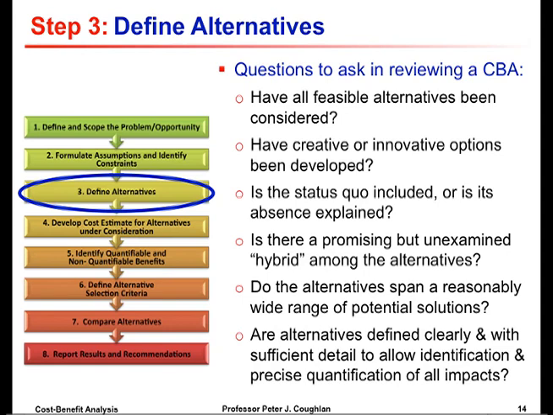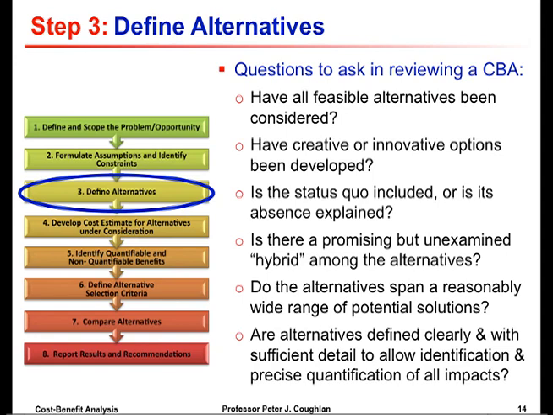question directly from an Army brief that says, have all feasible alternatives been considered? Right. As I've already sort of hinted, I think that's an unfair question because there could be an infinite number of all feasible alternatives. So a better question is actually the one down lower, which says, do the alternatives span a reasonably wide range of potential solutions?